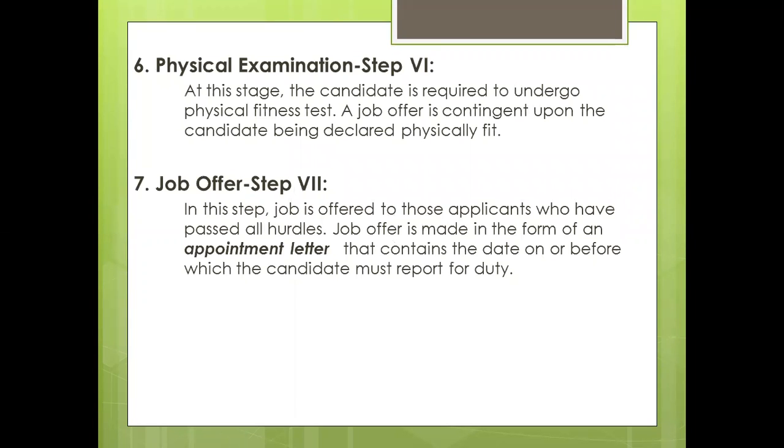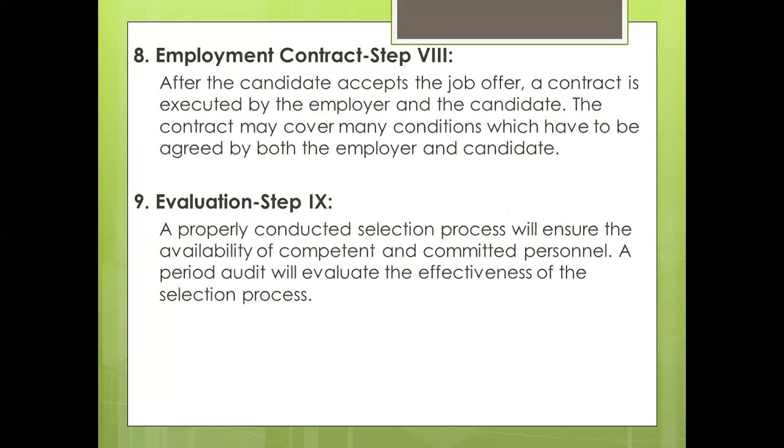Step number 6, physical examination. At this stage, the candidate is required to undergo physical fitness test. A job offer is contingent upon the candidate being declared physically fit. Step number 7, job offer. In this step, job is offered to those applicants who have passed all the hurdles. Job offer is made in the form of an appointment letter that contains the date on or before the candidates must report for duty.